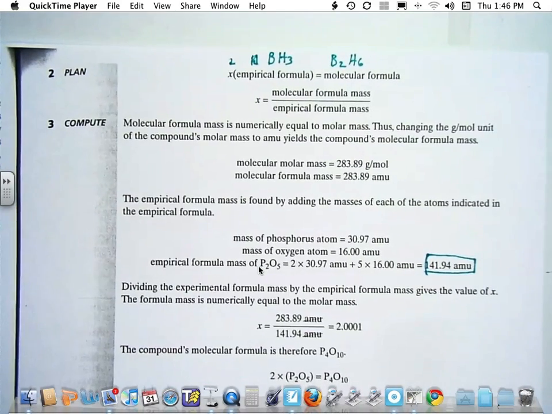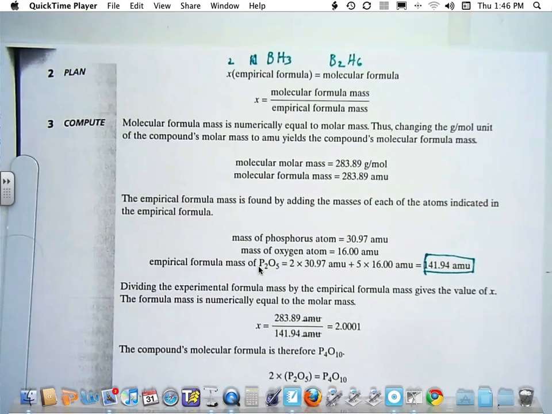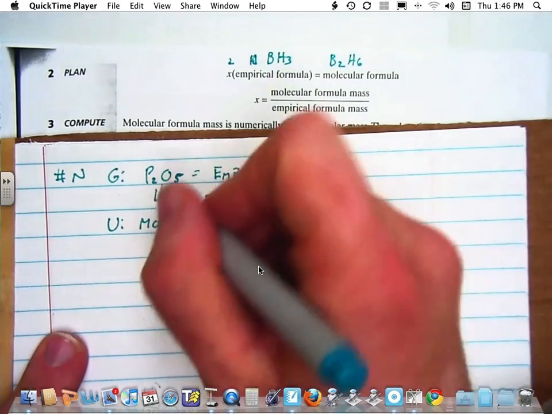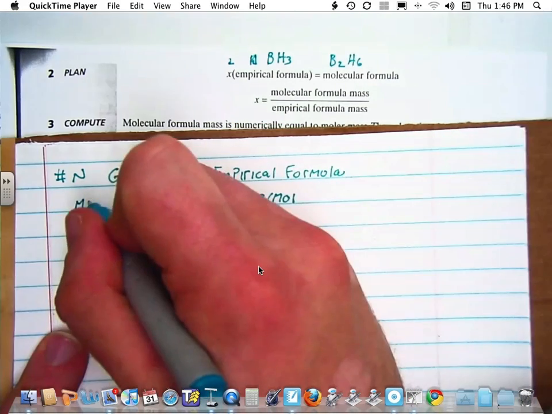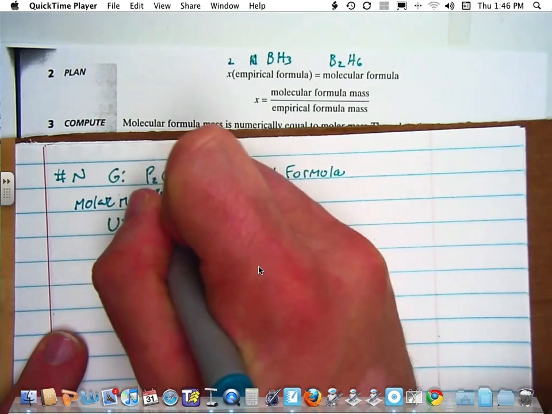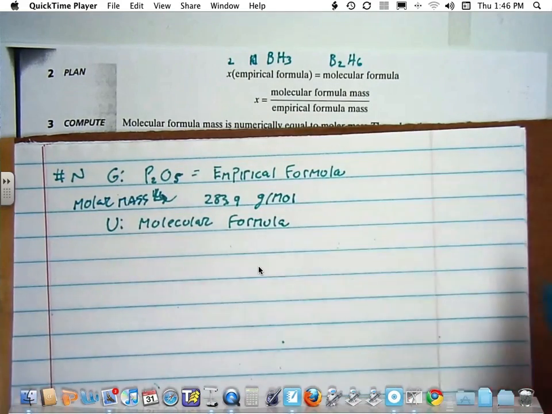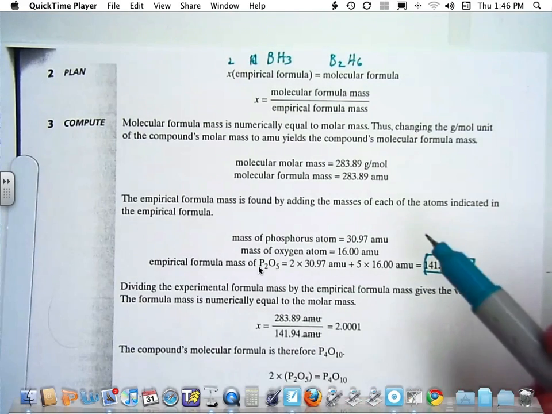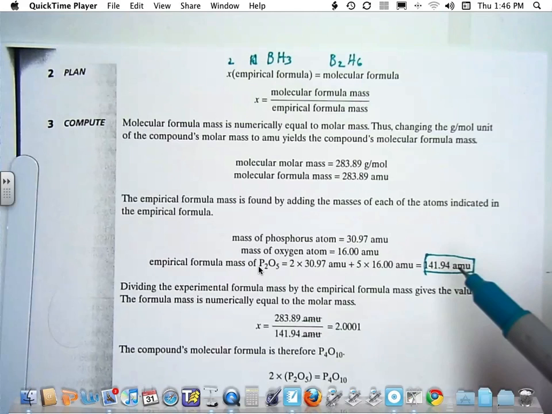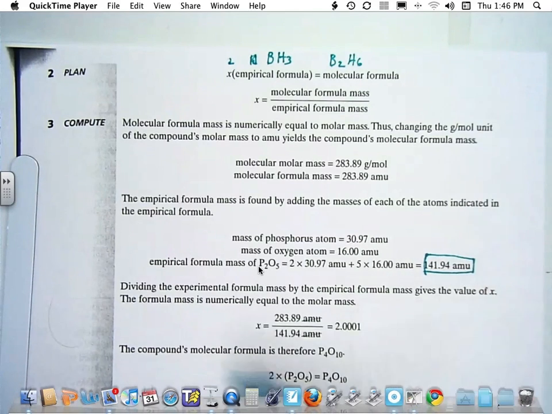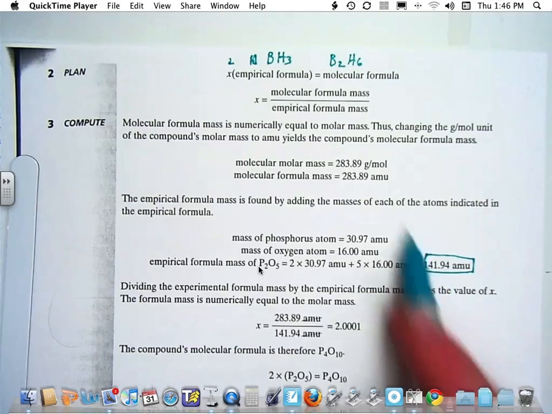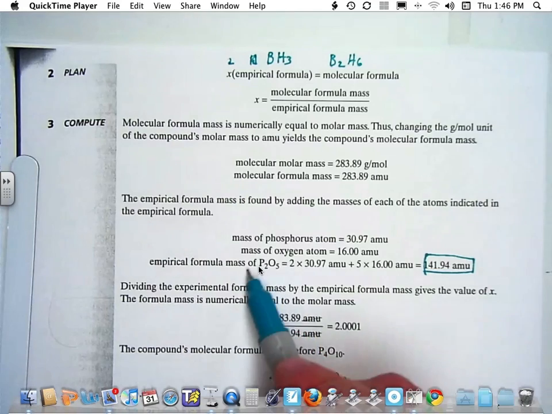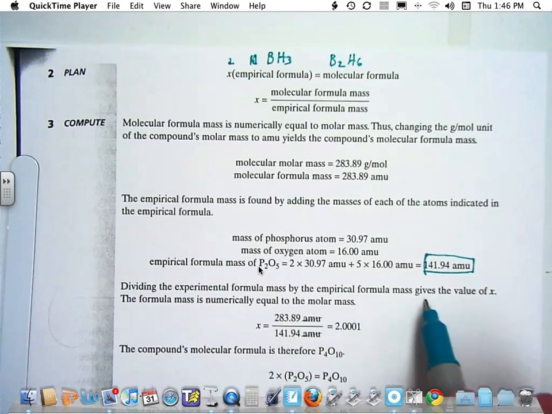In the beginning we were given the molecule's molar mass. The molar mass of the molecule is 283.9. But the molar mass of the empirical formula is 141.94. So basically what you do is you divide the molecular formula mass by the empirical formula mass to give the value of X.